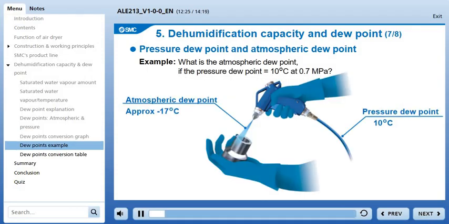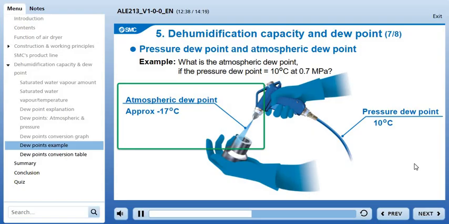This means that as long as the compressed air is at a temperature above the pressure dew point of 10 degrees Celsius, water droplets will not form in the piping. When used for air blowing, water droplets will not form as long as the air temperature does not fall below -17 degrees Celsius. During air blowing, the temperature will drop as the air expands, so the user must keep the atmospheric dew point in mind to avoid contamination by moisture.